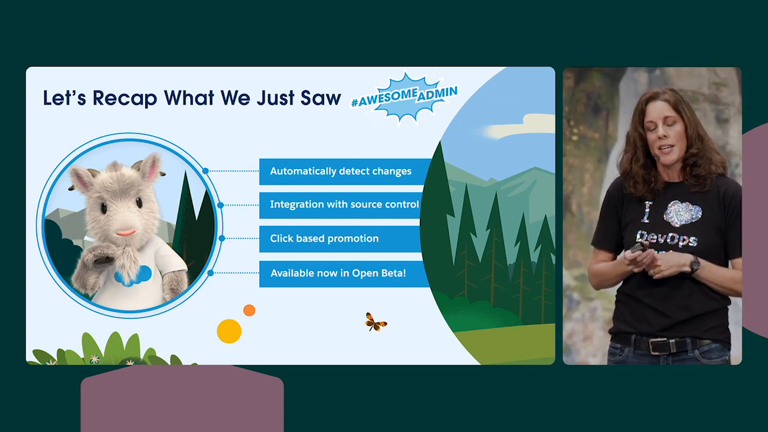Anybody can get their hands on it. It is available from the setup menu in production orgs with Enterprise, Unlimited, and Professional Edition with API enabled. So go ahead, give it a try today. You can also try it in Developer Edition orgs, Trailhead Playgrounds, and even Scratch orgs if you want to just trial it out there. We are planning to GA by the end of this year.